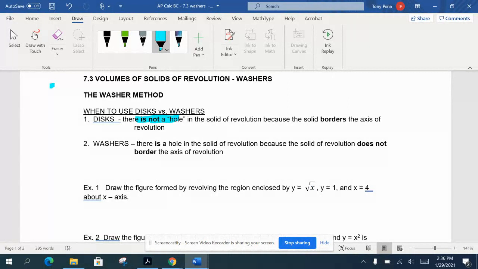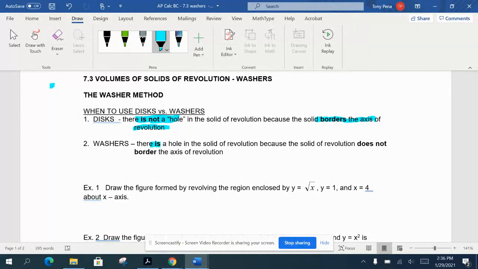So we're going to use a disk most likely. And when we rotate, that solid of a revolution did not have a hole in it. And the reason it wouldn't have a hole is because it borders the axis of revolution. So every problem we did, if you went back and looked at those notes, we were rotating it around a line that we bordered. So it was solid the entire way.